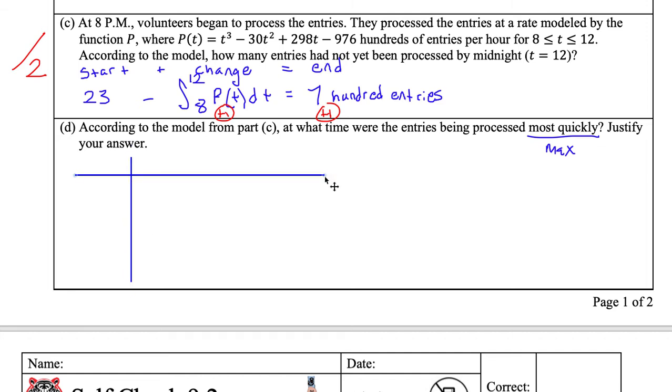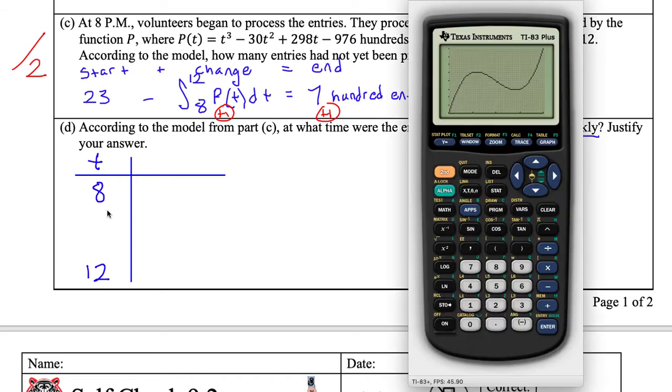I guess it doesn't need to be that big because it's not start plus change. It's really your time t's. All of the time t's are always going to be the same. I have to check the beginning at 8. I have to check the end at 12. I need to check all of the relative extremas. Again, relative extremas on this graph.